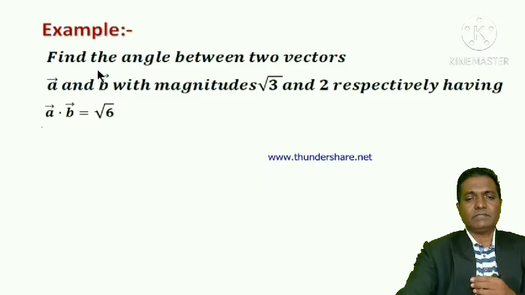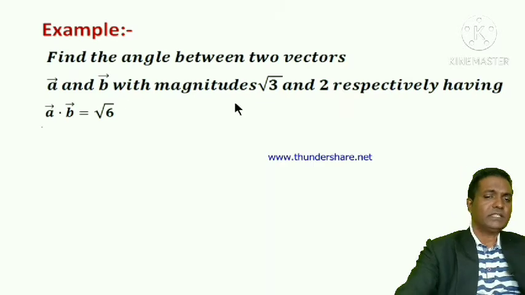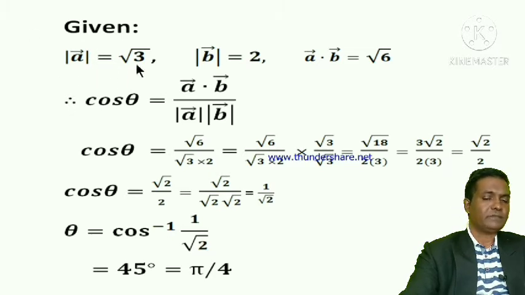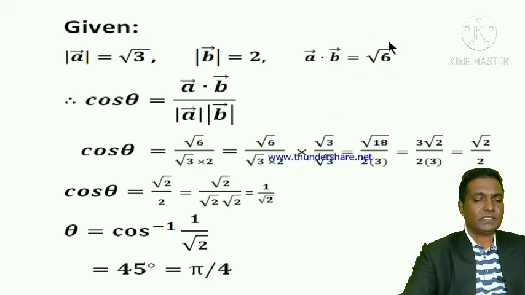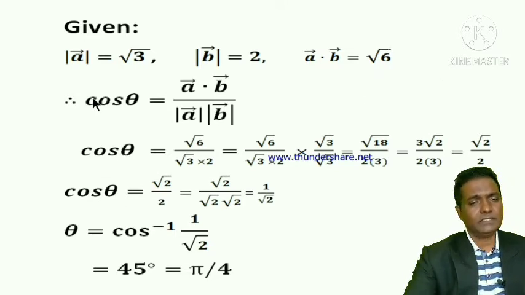Find the angle between two vectors A and B, and you are given their magnitudes as root 3 and 2 respectively, and their dot product is also given as root 6. So you are asked to find the angle between two vectors, that is theta is asked. Now see here, according to the given, magnitude of A is root 3, magnitude of B is 2, and the dot product of A and B is root 6. And our aim is to find theta, that is the angle between two vectors.